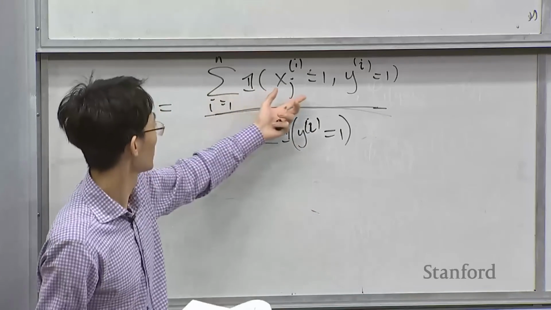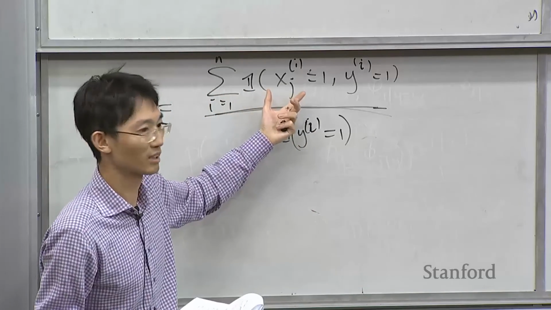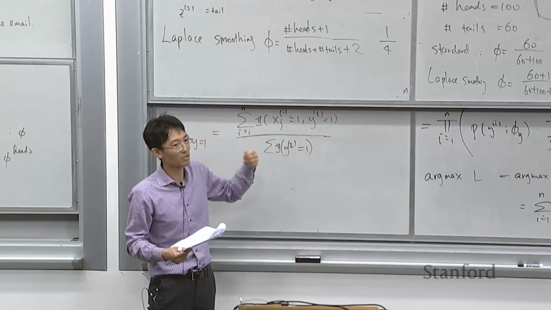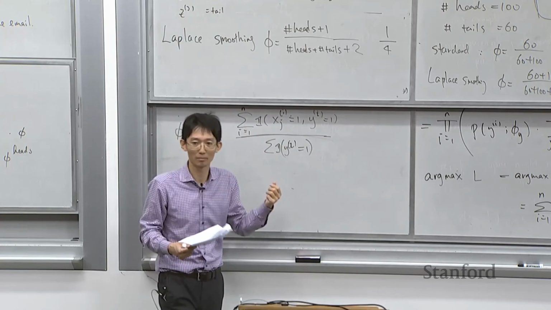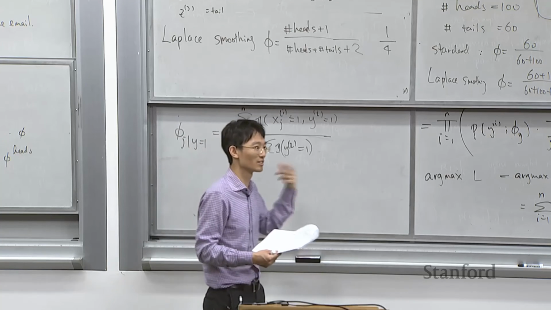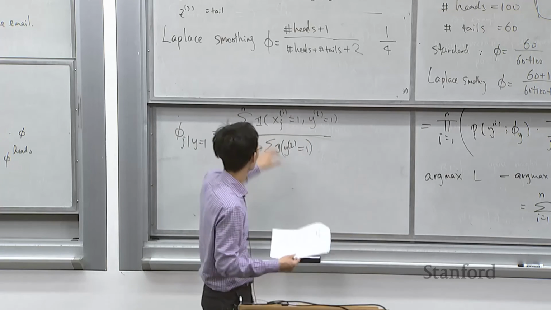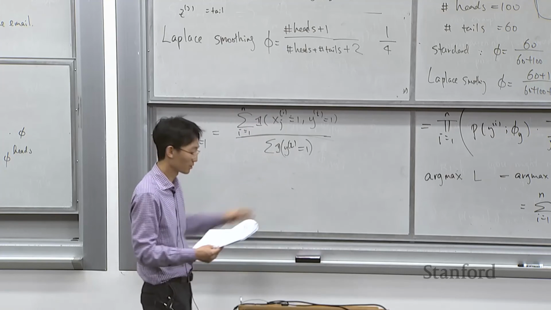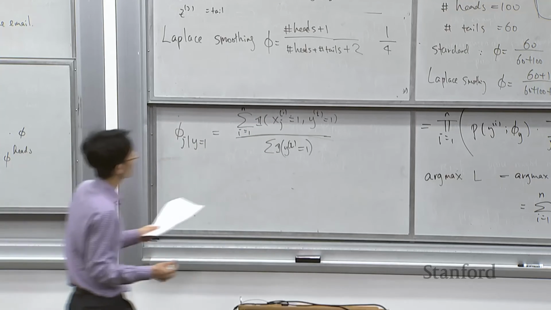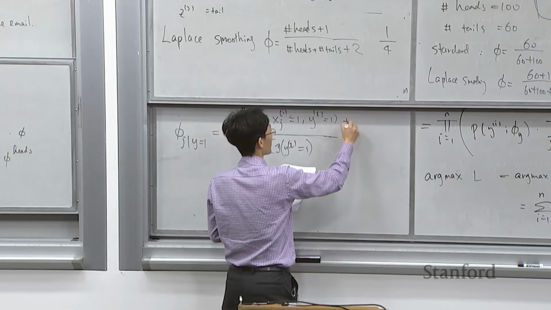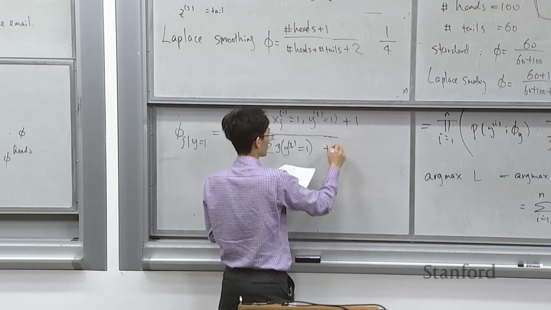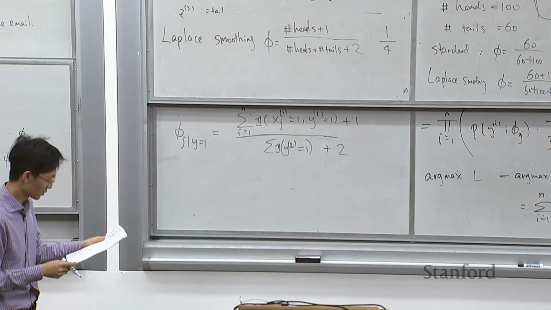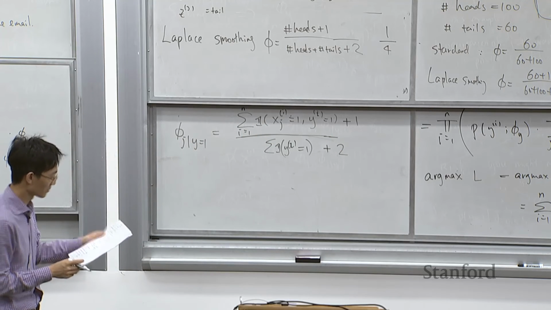And here the numerator is kind of like the heads, right? So basically heads means that the word shows up in a positive example, and tails means that the word doesn't show up in a positive example. So that's why this is the number of heads, and this is the number of heads plus the number of tails. And if you use Laplace smoothing, then you add 1 to the numerator, and you add 2 to the denominator. So that's the Laplace smoothing.